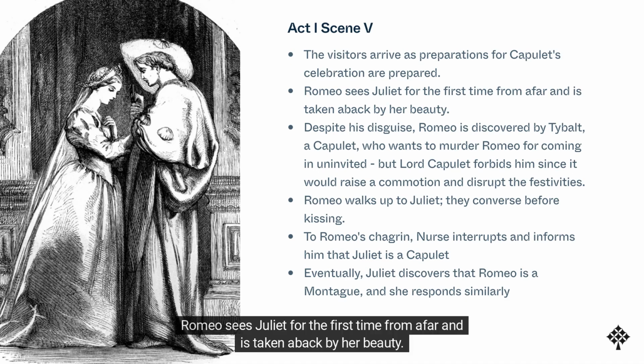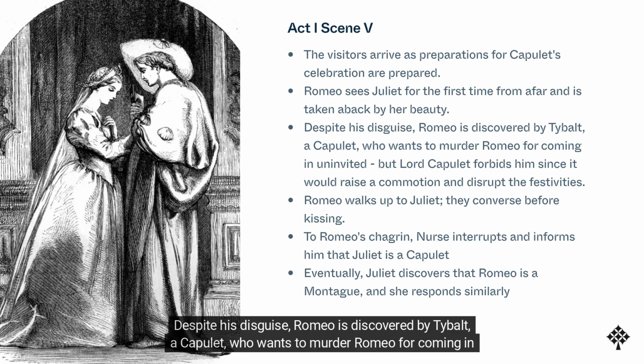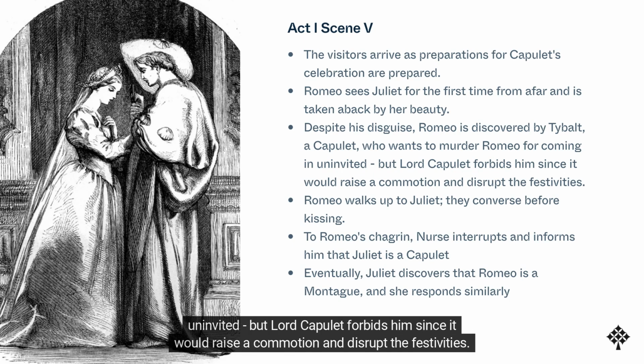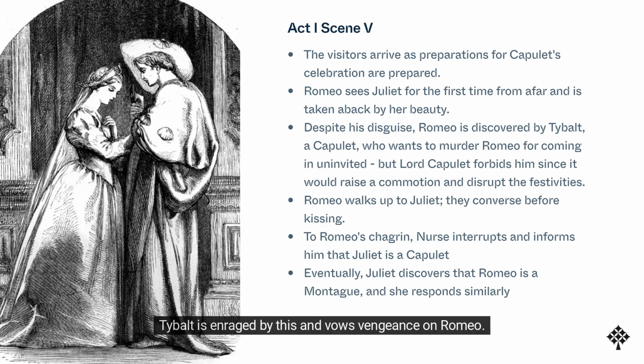Romeo sees Juliet for the first time from afar and is taken aback by her beauty. Despite his disguise, Romeo is discovered by Tybalt, a Capulet, who wants to murder Romeo for coming in uninvited, but Lord Capulet forbids him since it would raise a commotion and disrupt the festivities. Tybalt is enraged by this and vows vengeance on Romeo.